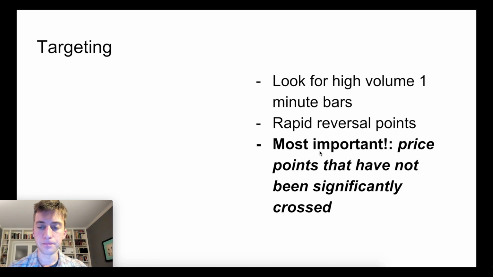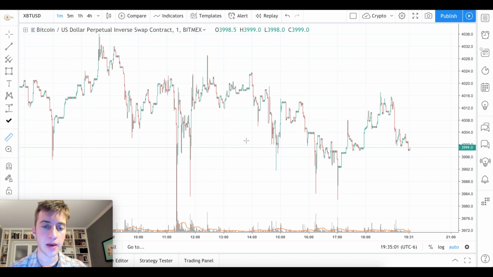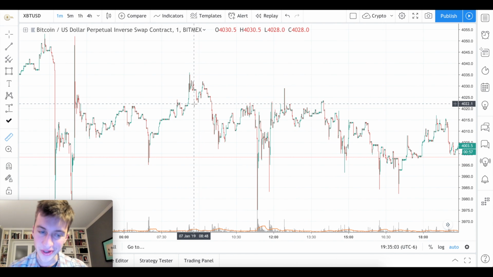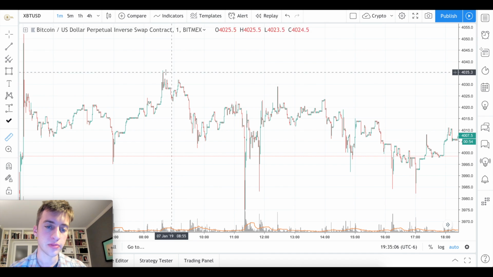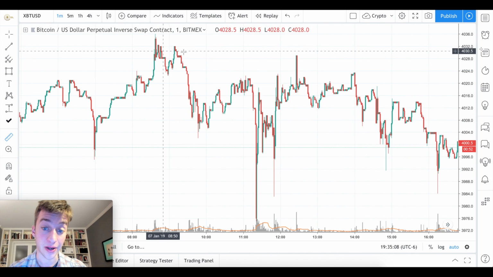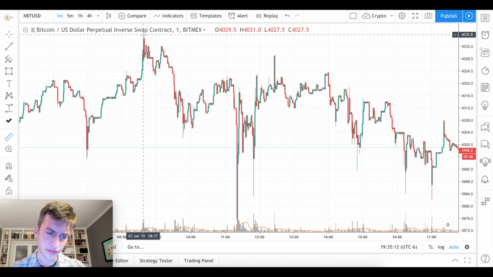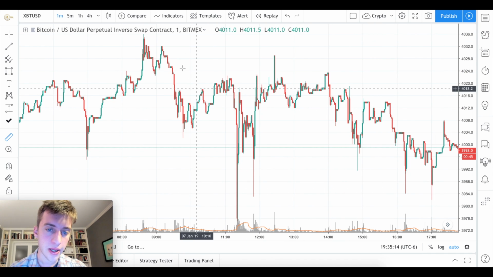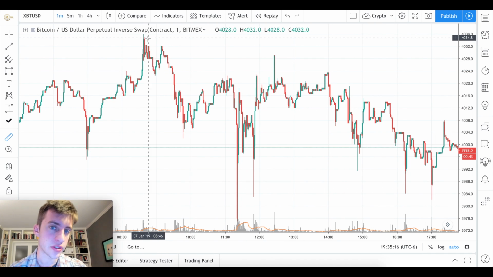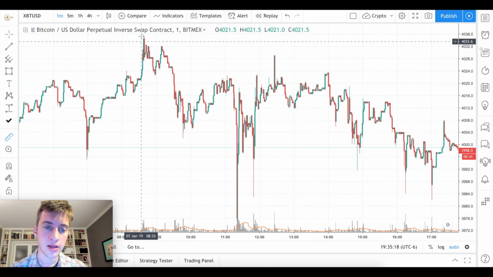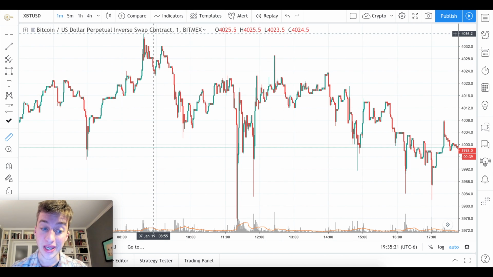All right. So remember that price points have not been significantly crossed. And that's also why I said rapid reversal points are important. Like this point right here never got crossed again. So if there's anyone who bought here on, let's say, even 25x leverage, who has not been liquidated yet, they might still be holding a losing position because they don't want to take a loss. So if they had done that, we can actually calculate what's the price that they would be liquidated at.